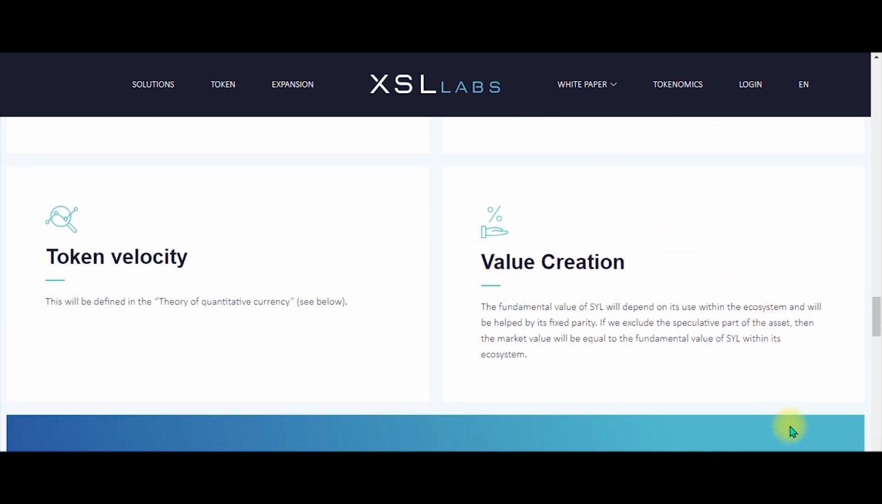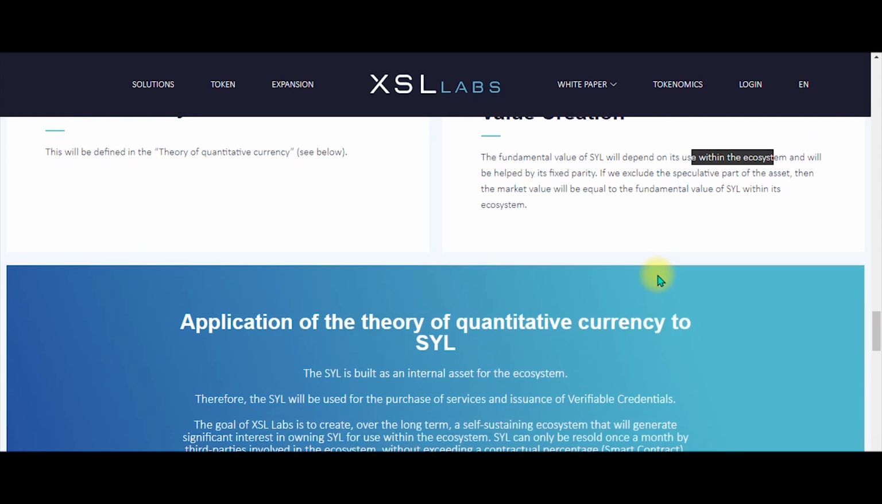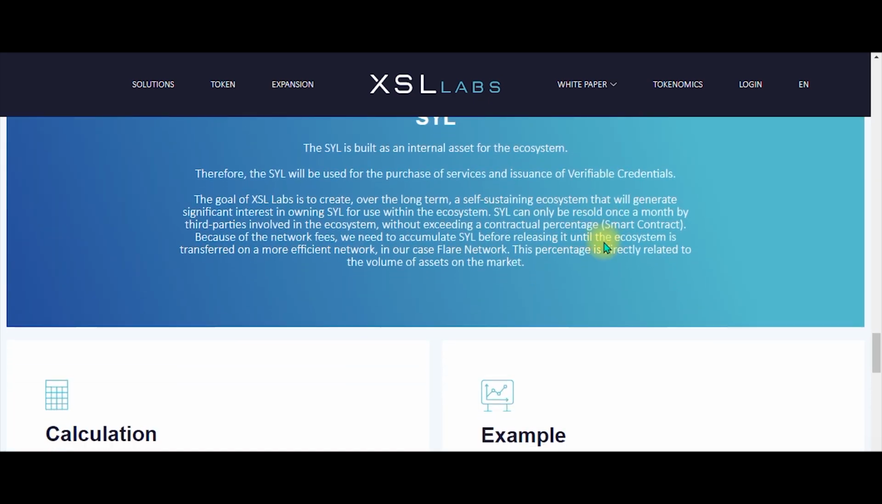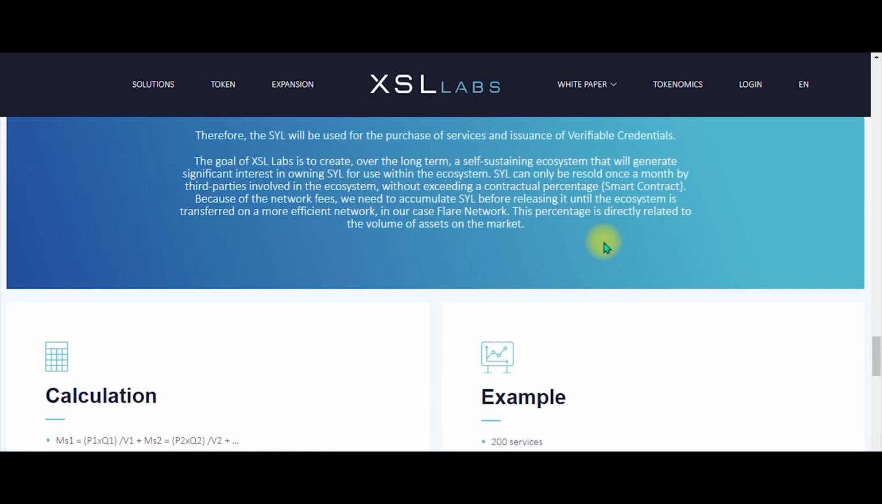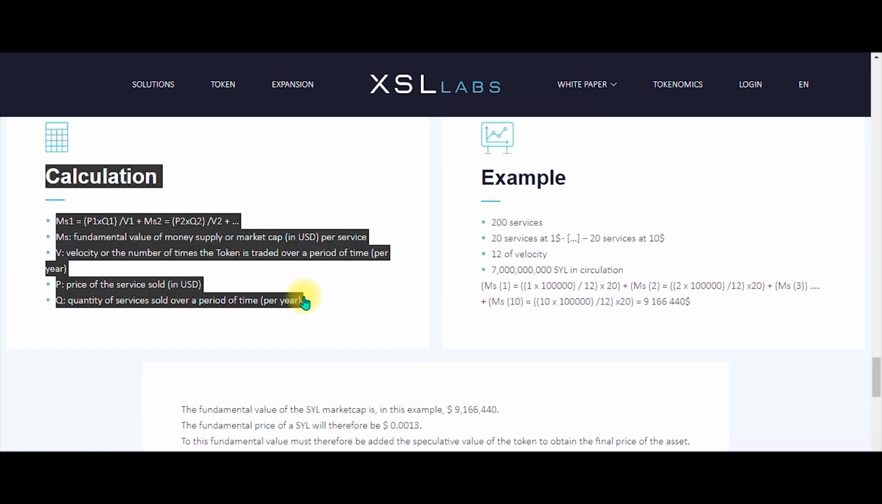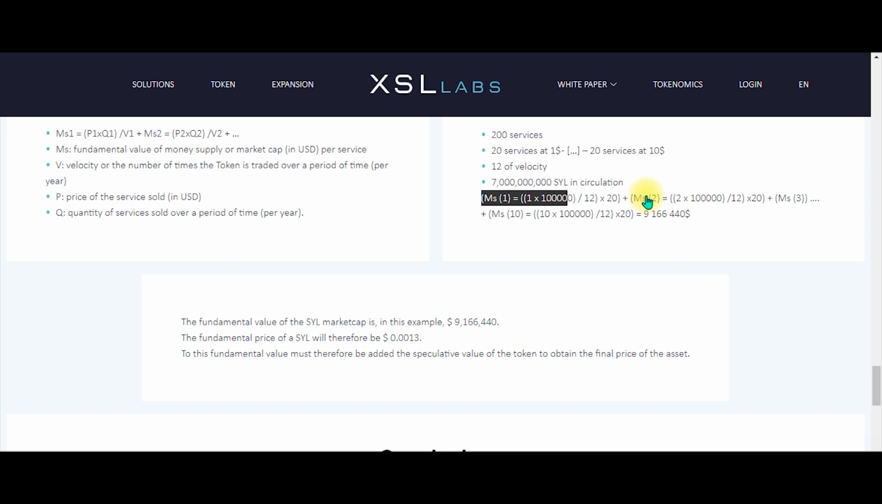Let's see the value creation part. So the fundamental value of SYL will depend on its use within the ecosystem and held by its fixed parity. So here is a brief of the application of the theory of quantitative currency to SYL. They are explaining how this application and this theory works. So if you're very nerdy and geeky and you want to go in that depth to understand, you can read it over here. Over here they have the calculation, a lot of formulas we can see. Then there are examples, obviously taking the formulas.